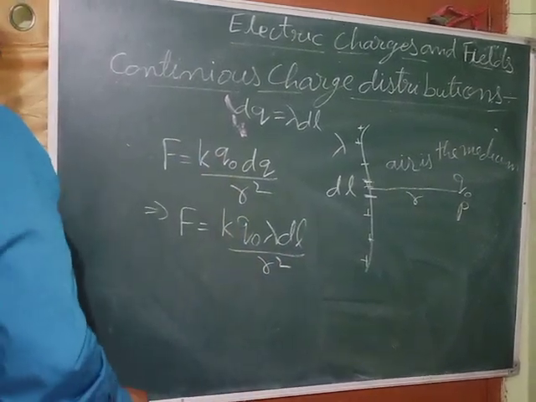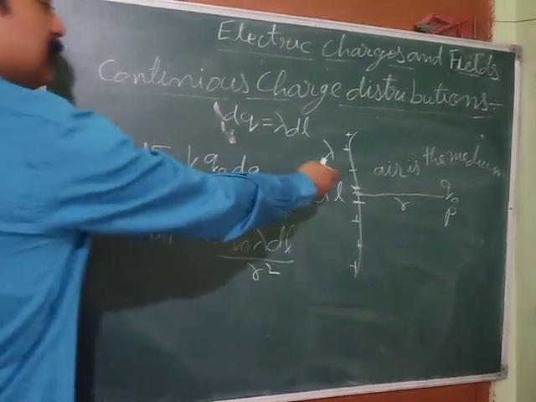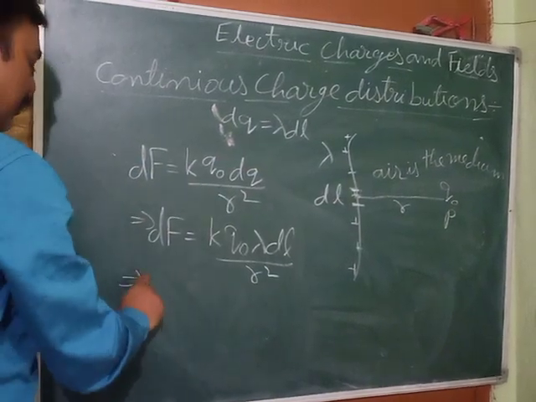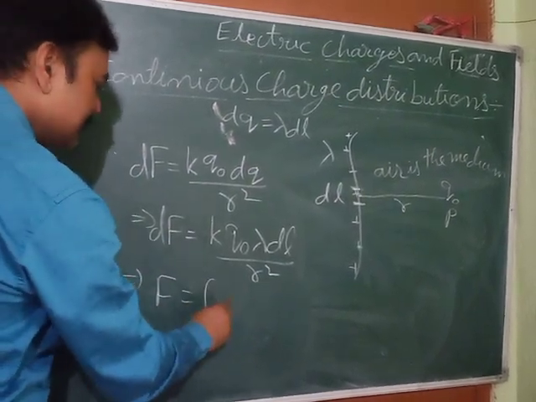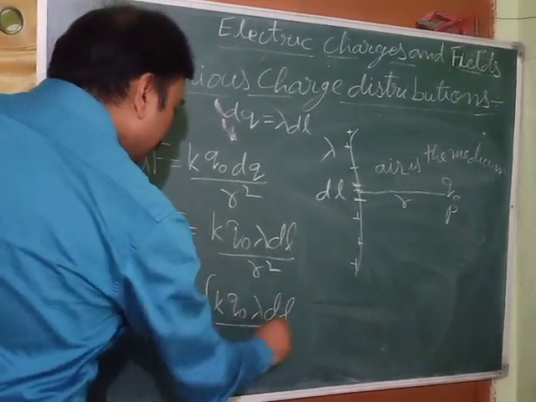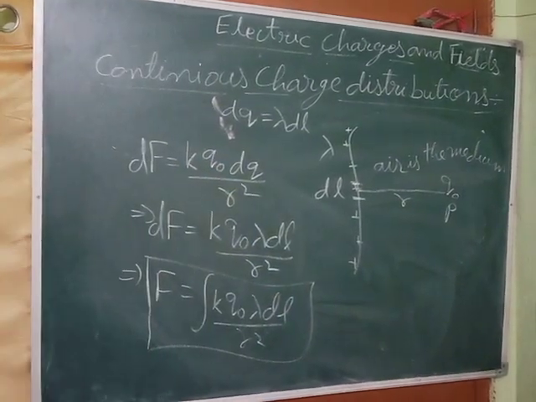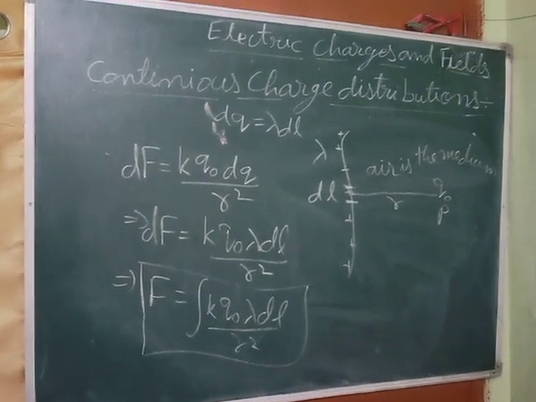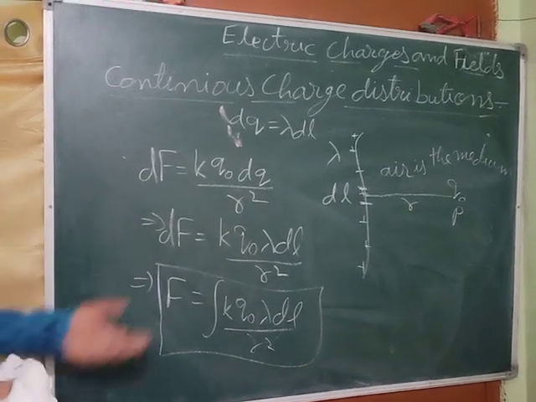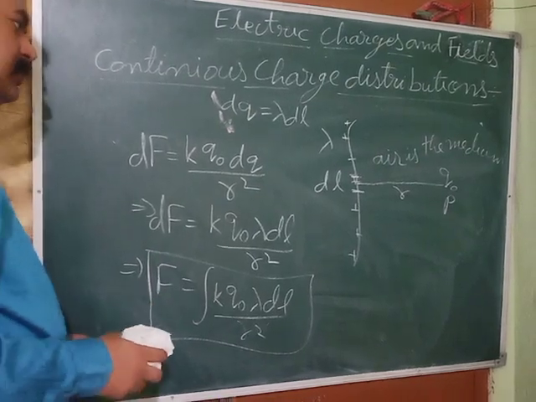Obviously this will be a small force, because of the small charge. We have taken a small part, and it carries only a small charge. So if you want to find F, you need to integrate K Q naught lambda dl upon r square, and then you will get the result. In the same way, now for a charged two-dimensional body, we can write the expression for the force.